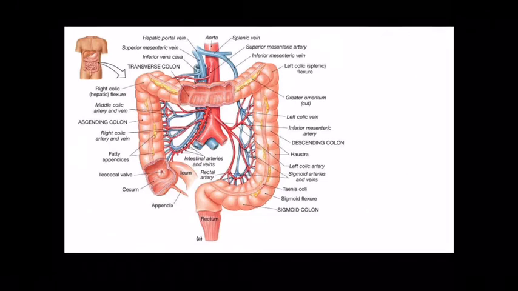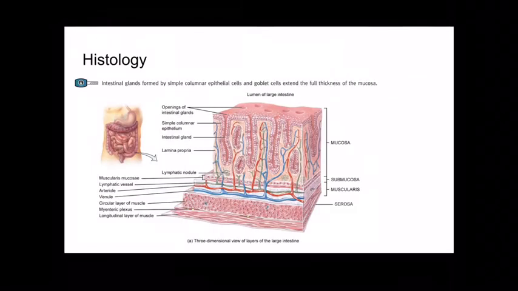Okay, moving on. Let's look at the 4 layers of the large intestine. Same 4 layers. So the innermost layer is the mucosa. But if you look at this mucosa, it looks significantly different than the mucosa of the small intestine. So remember how in the small intestine, we had these finger-like projections sticking into the lumen, creating as much surface area as we possibly could.